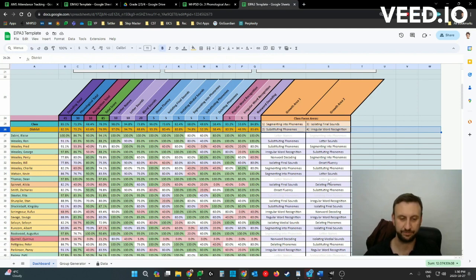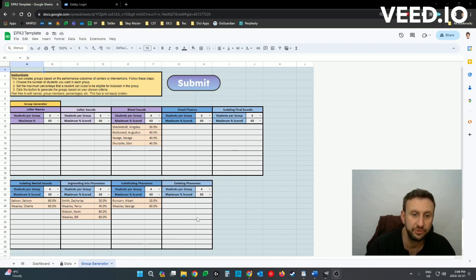And here we have the group generator, which allows you to make groups for centers or maybe for an intervention very, very quickly. It has an extra setting in that it has a maximum percentage. So if students are hitting that maximum percentage, they won't get included in the group.